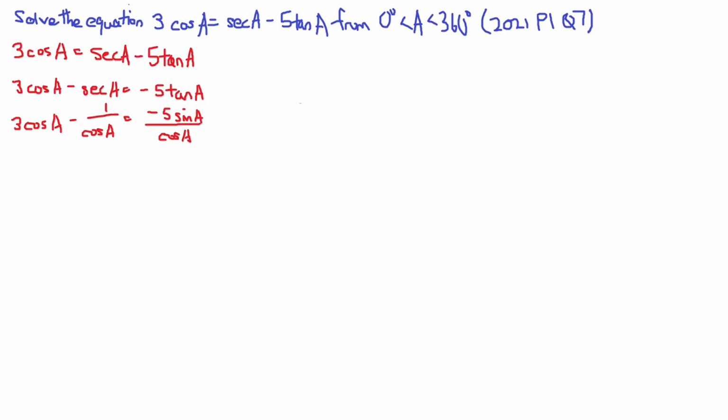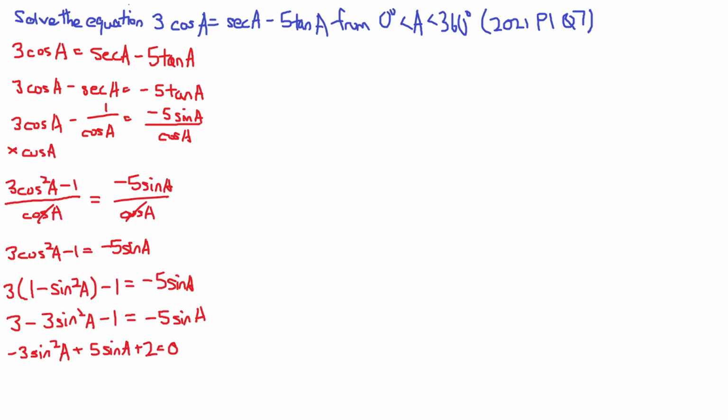So firstly, you want to move secant A to the left side and change it into 1 over cosine A, and at the same time change tangent A into sine A over cosine A. This is because we are trying to get the denominator to be cosine A so we can cancel the cosine A out later. In the same vein, we multiply 3 cosine A by cosine A to get 3 cosine square A minus 1 over cosine A equals minus 5 sine A over cosine A.